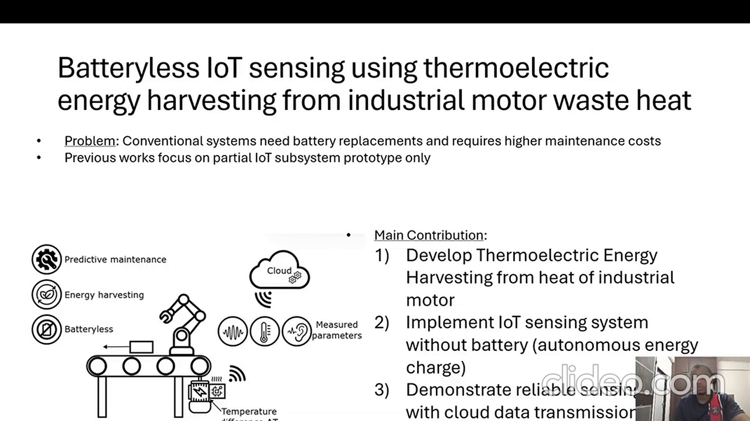We all know the moment you have one motor on one side and a cooling system on the other side, you are able to generate energy. The second contribution of this application is to implement an IoT sensing system without battery, so it charges autonomously using the energy generated, and then to demonstrate a reliable sensing system with cloud data transmission in reality, which my colleagues will explain in more depth. Thank you.